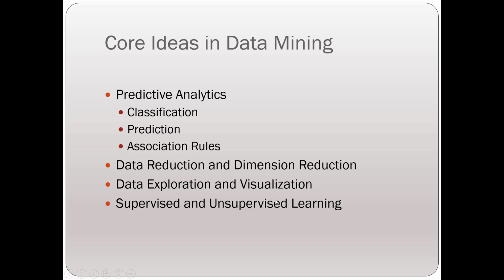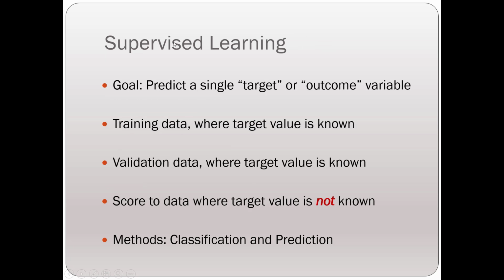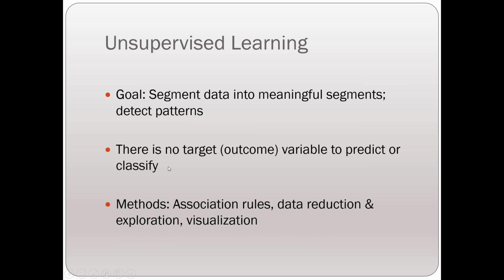We already discussed that. Supervised learning is where you have a target, and then you have training data, validation data, and score data, and this is used by both classification and prediction. Last week we talked about training, validation, and score data. Unsupervised is when you do not have a target. Again, we have already discussed this.